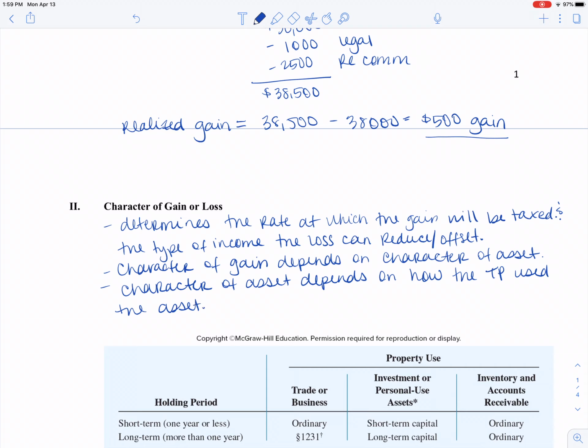So your book uses an example of a piece of land. And the piece of land would be a capital asset for someone who's holding it for investment purposes. But if you're a realtor, then it would be considered your inventory and it would not be considered a capital asset. So depending on how the taxpayer used the asset, that determines what type of asset that it is.